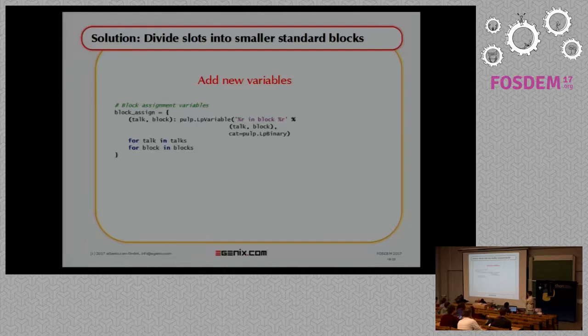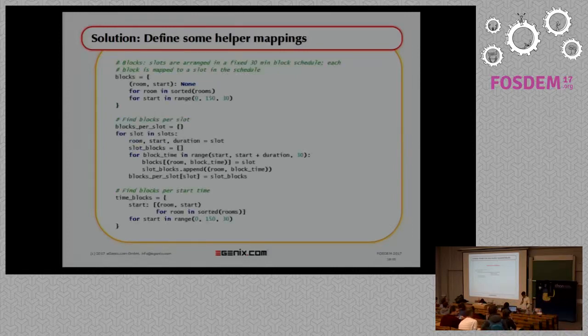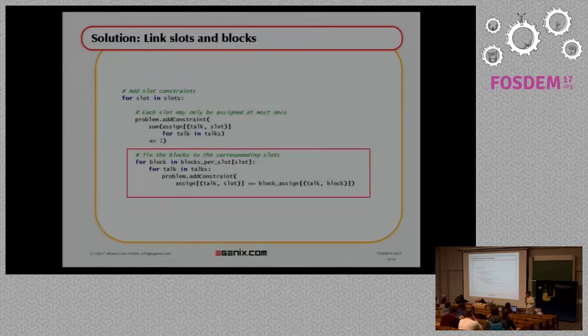You define additional block assignment variables. And the smallest block is 30 minutes, and then the slots can have 30 minutes, 60 minutes, or 90 minutes in this example. Then you define some helper mappings. I'm not going to go into detail here. So basically you try just to figure out how many blocks you have per slot. And then once you have that, you can tie the blocks that you've defined, so basically the Legos, to build the larger talk slots that you have. And you do that again using a constraint down here. So you say that a certain talk slot that you've defined has to be composed of a number of blocks that you have.